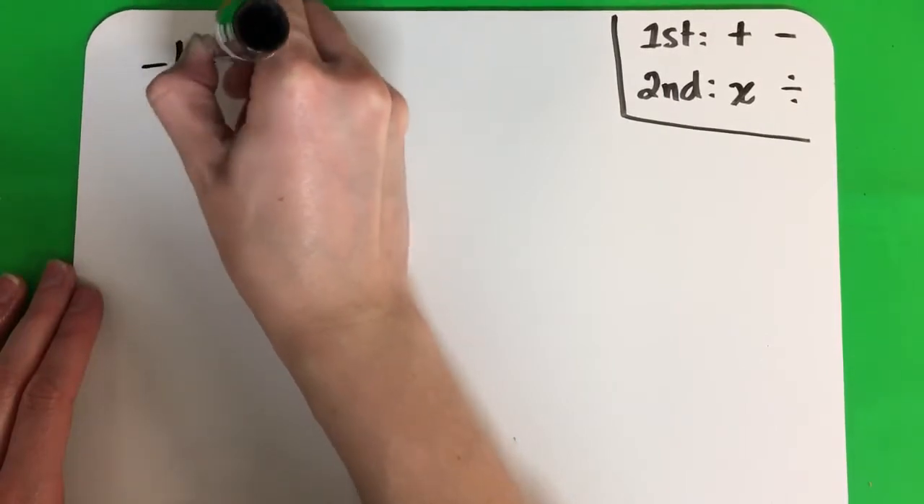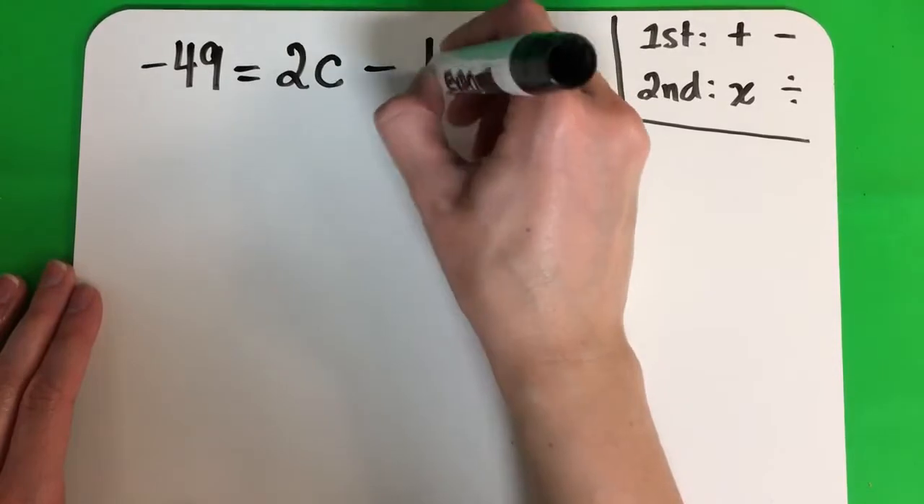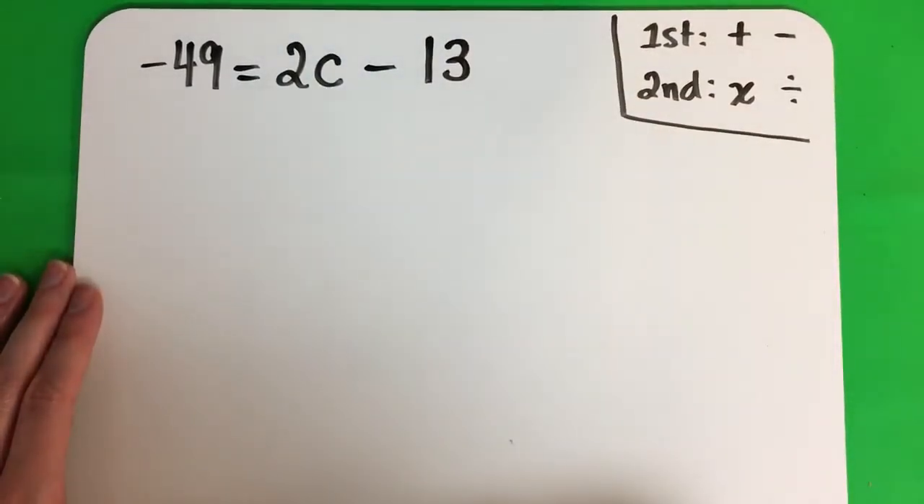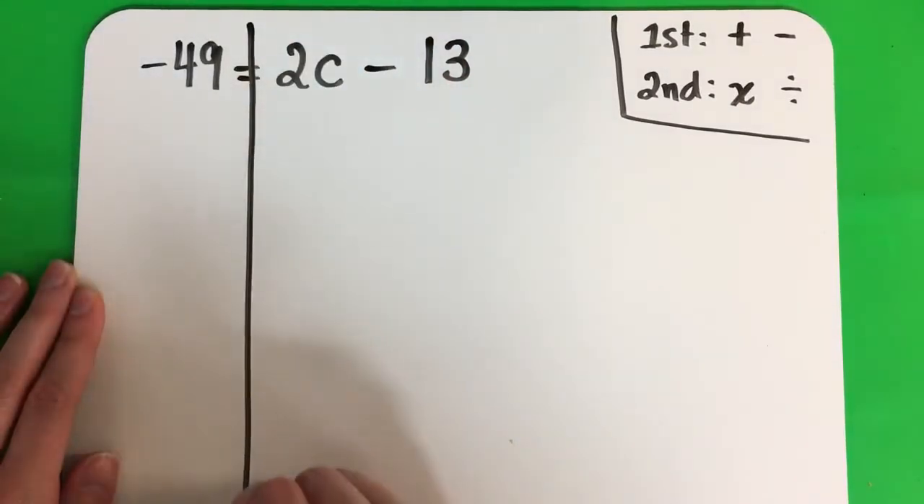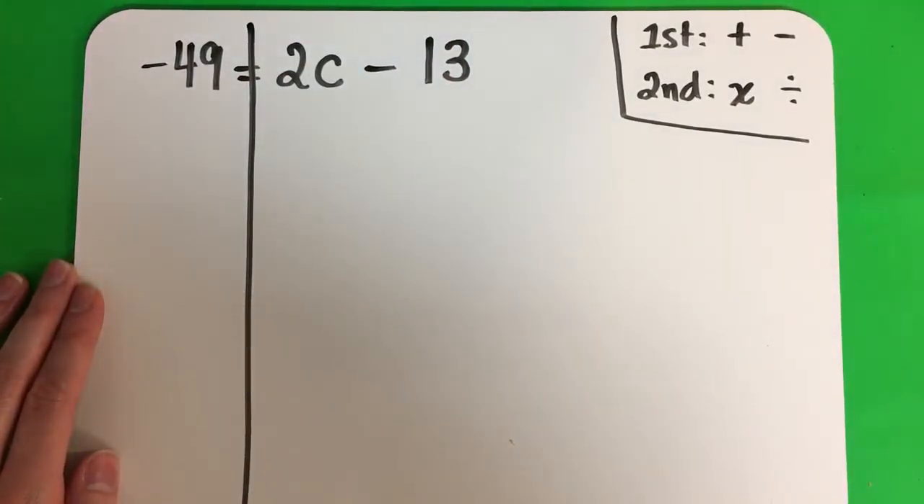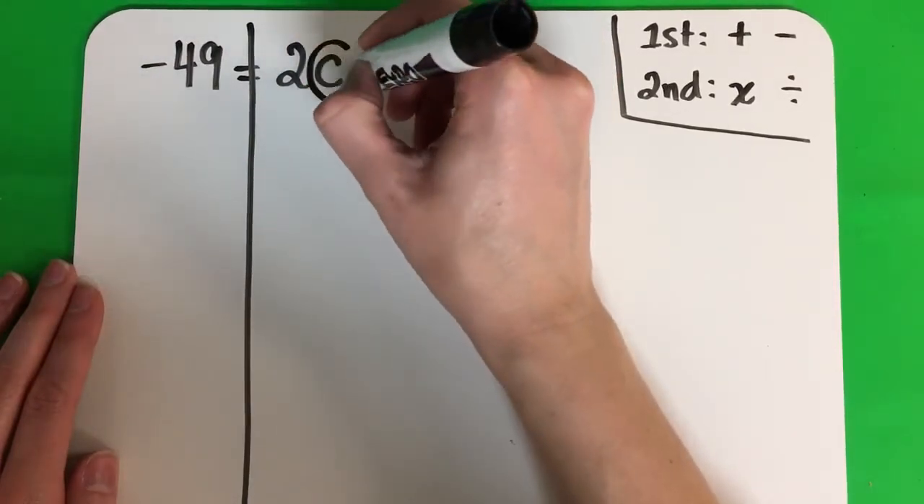Negative 49 equals 2C minus 13. Here's my equal sign. Let's draw the line. My goal is to have the letter alone. Mi meta es para tener la letra sola, which is C. Circle the letter.